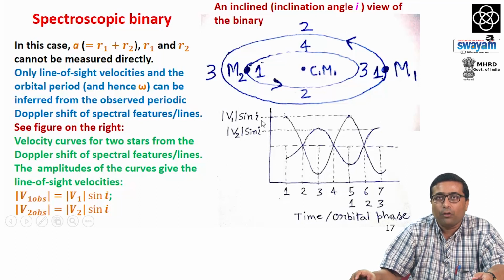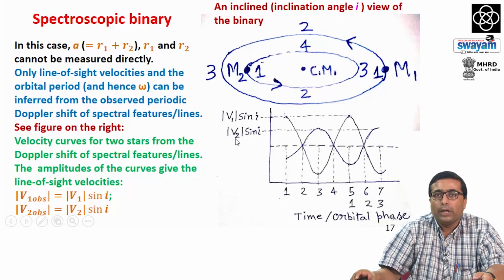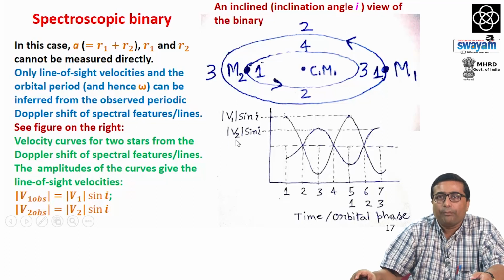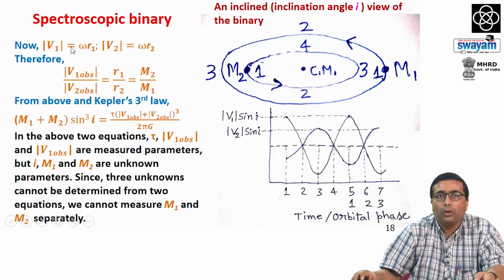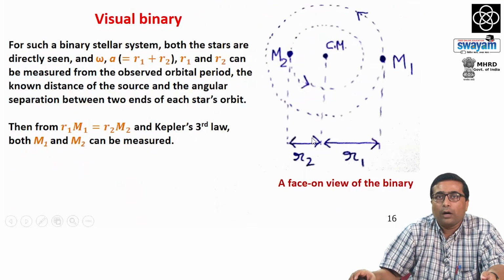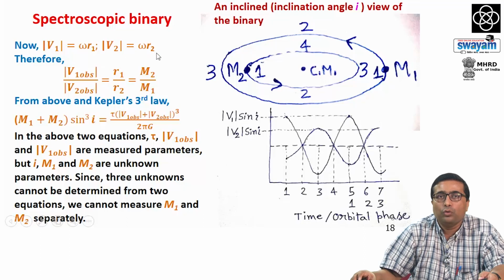and the amplitude of this curve gives mod V1 sin I, where I is the inclination angle and V1 is the velocity of the star of mass m1. Similarly, from this amplitude we can measure mod V2 sin I, where V2 is the actual velocity of the star of mass m2. So, what we can observe is mod V1 obs and mod V2 obs, which are given by these relations. Now, note that mod V1, that is the magnitude of the actual velocity of the star of mass m1, is omega r1. So, r1 is the distance of the mass m1 from the center of mass. Similarly, mod V2 equal to omega r2.